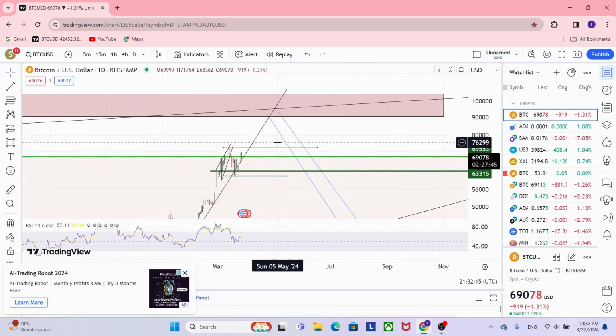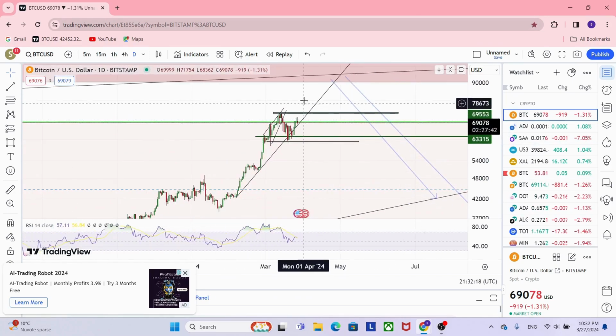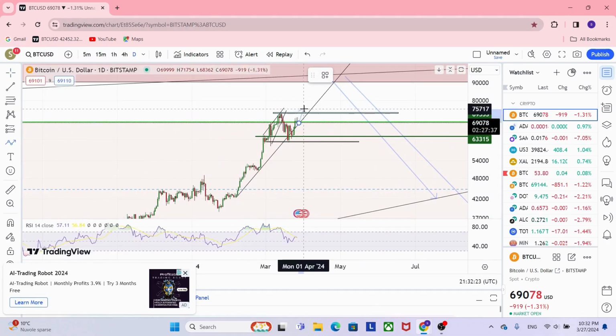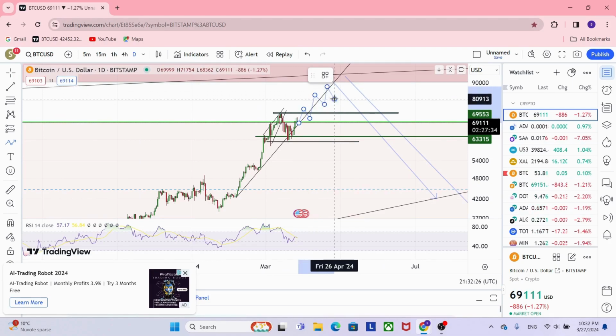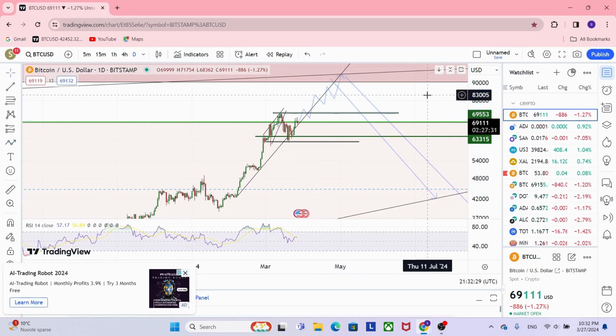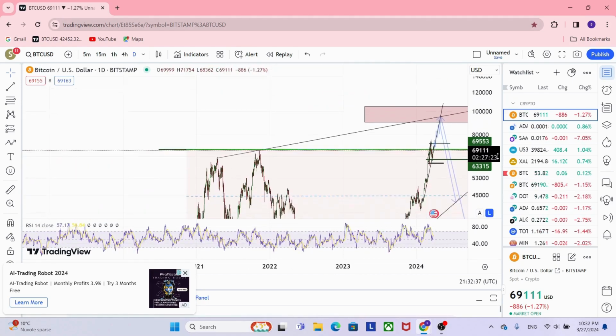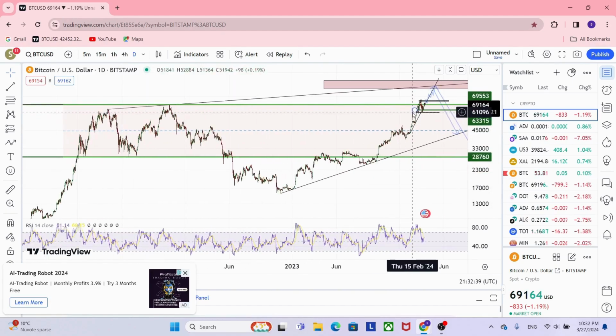So I expect the price to go with corrections again, like this, with corrections, and finally hit the trend line somewhere around 90k to 100k dollars. Okay, so that was about Bitcoin.